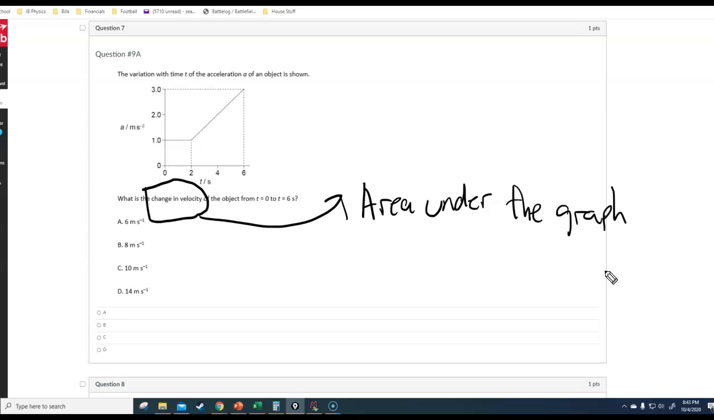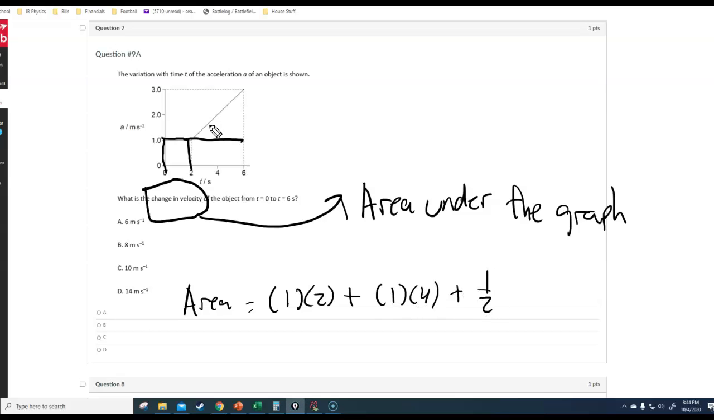Basically from 0 seconds to 6 seconds, from here to here, we need to find that area. We have a rectangle, and then another rectangle, and then a triangle. The first one would be 1 times 2. Plus the area of this second rectangle down here. It goes from 2 to 6 seconds, so the length is 4 and the height is 1.